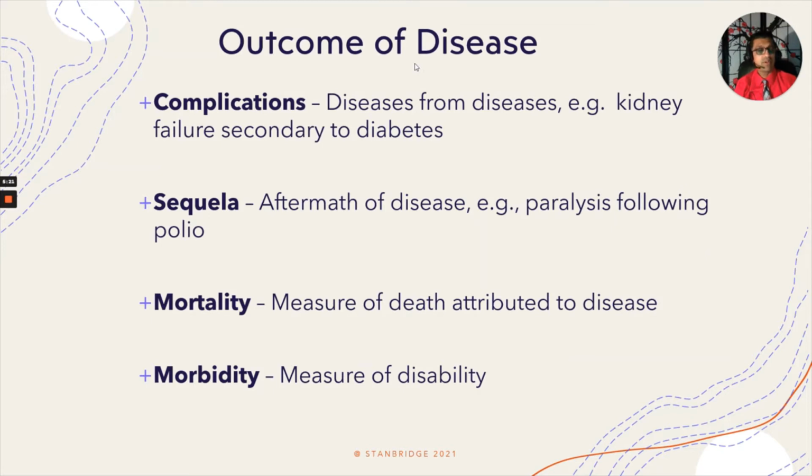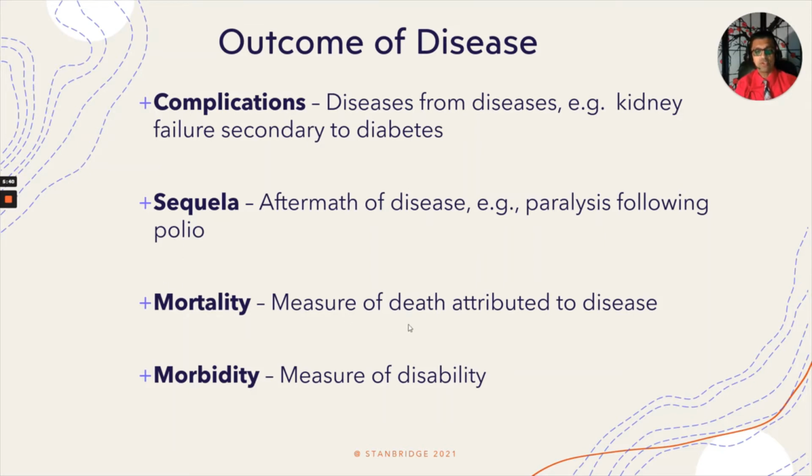Now, what's the outcome of a disease? You can have complications, such as kidney failure secondary to diabetes. You can have sequela, which means the aftermath of a disease, such as paralysis following polio. So polio caused the sequela of paralysis.